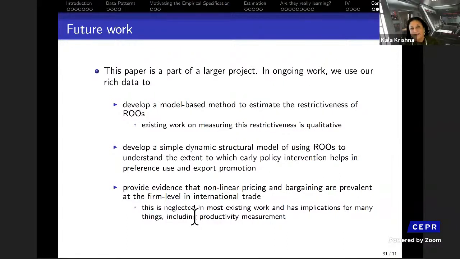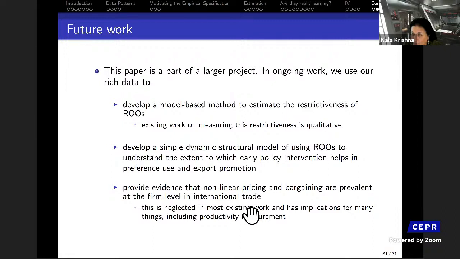So what you do is you say, okay, these are the rules of origin. Are they of this kind or this kind? If it's this kind, it's +2, this kind is +1, and construct an index from this. But it's not really model-based. And we think with this data, we can actually construct model-based measures. So this is a big part of our ongoing research. Then we need to model this dynamically, and we're developing a simple structural model with dynamics to understand the policy issues here. And lastly, we have evidence that nonlinear pricing and bargaining are prevalent at the firm level in international trade.